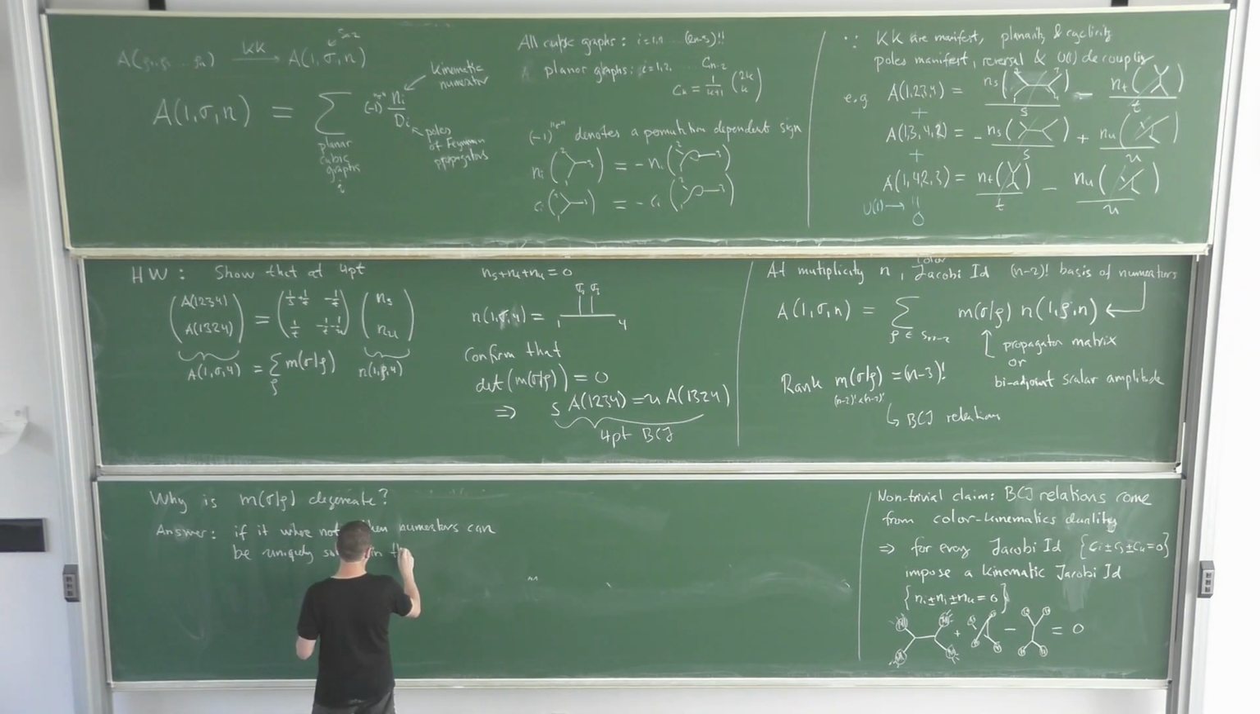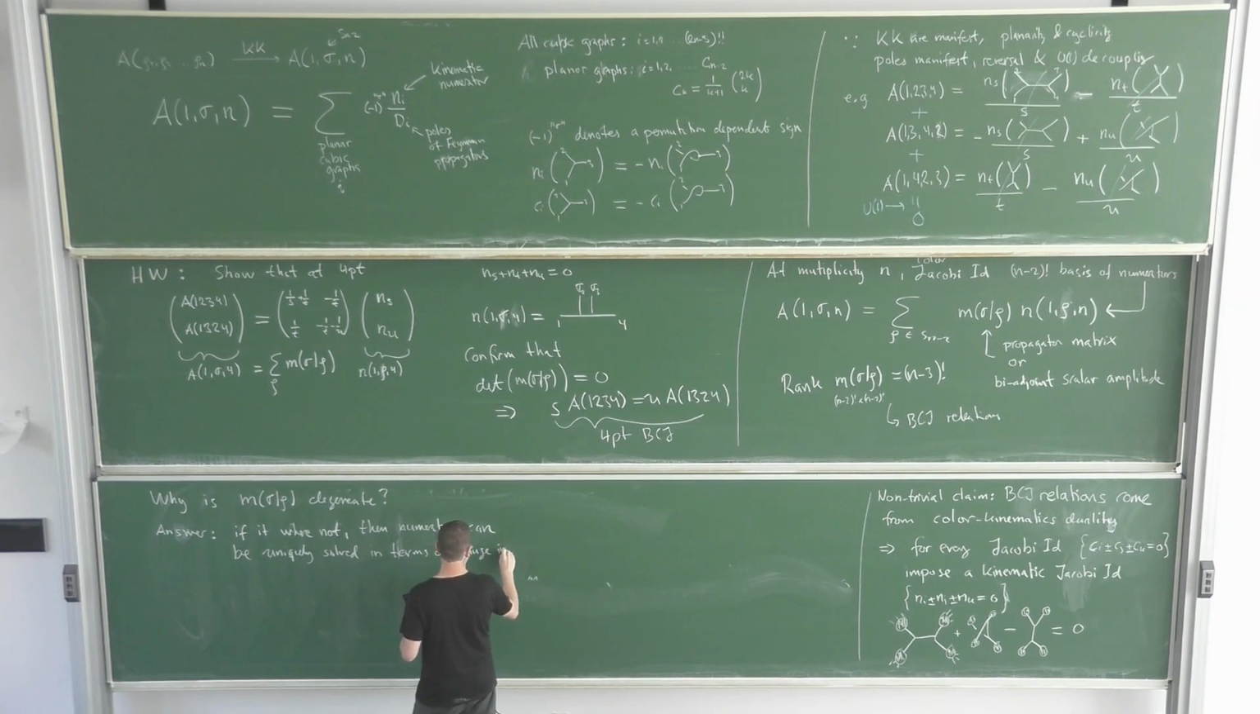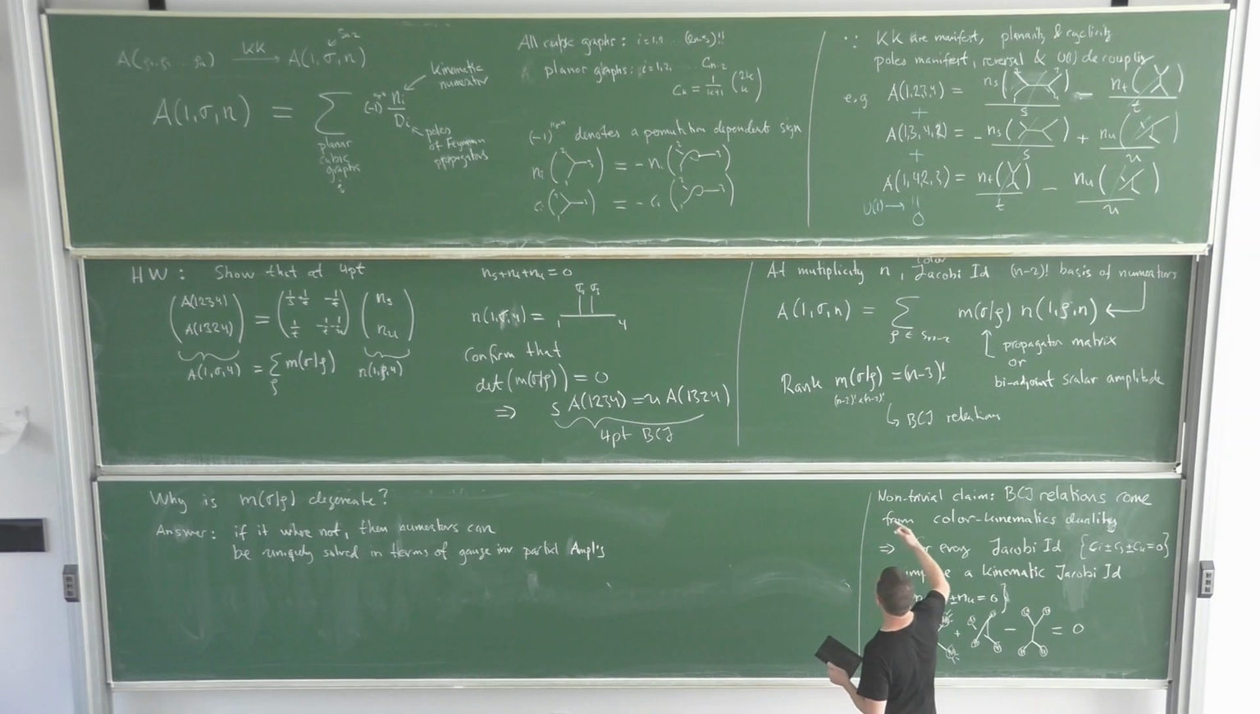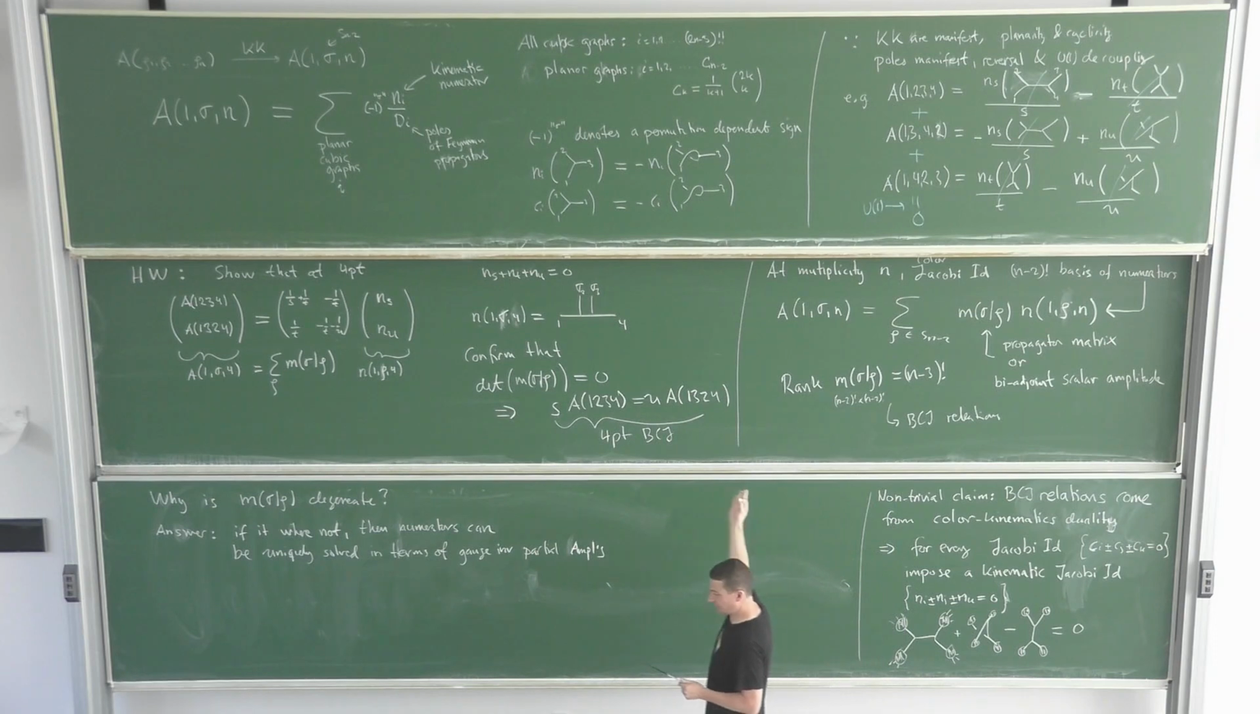in terms of gauge invariant amplitudes, partial amplitudes. And that's a problem because numerators of Feynman diagrams, if we interpret it like that, they should not be gauge invariant. Especially not if the numerators are local, which is something you would get from a Lagrangian. There's no way they should be gauge invariant, right?